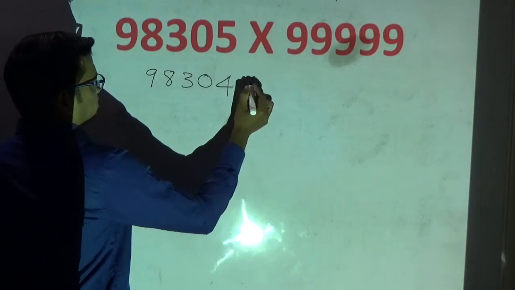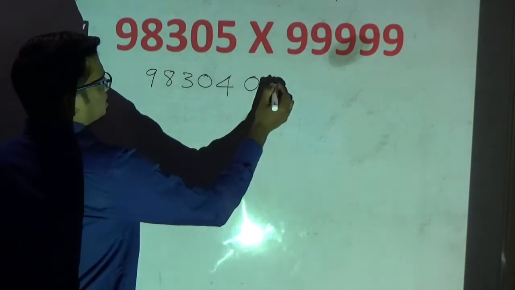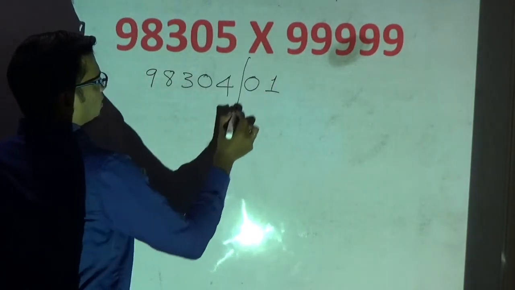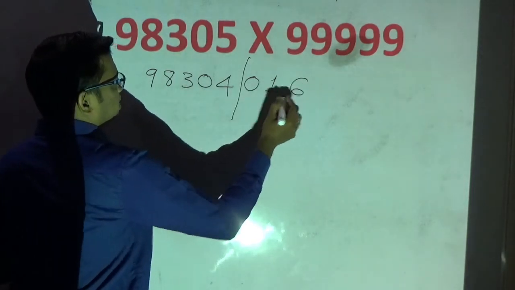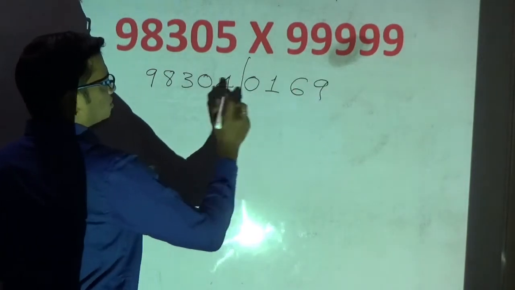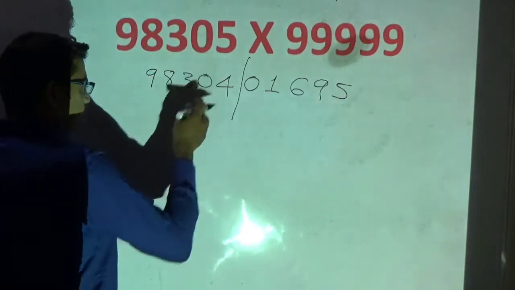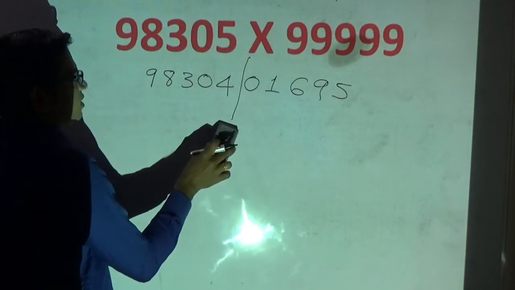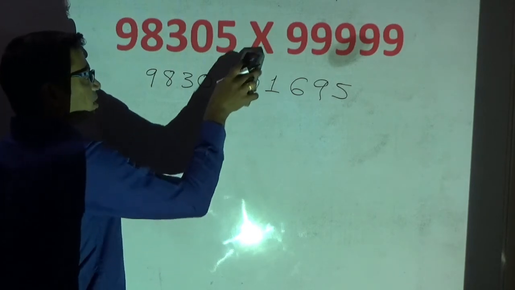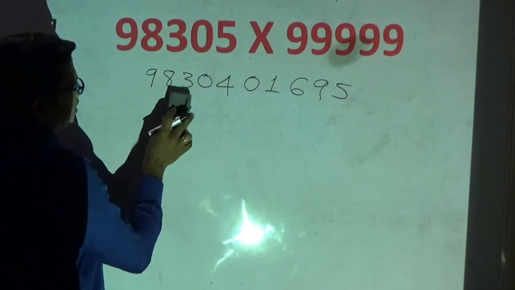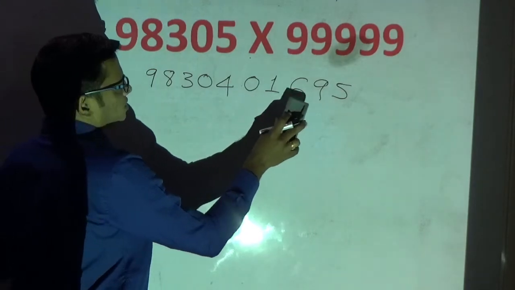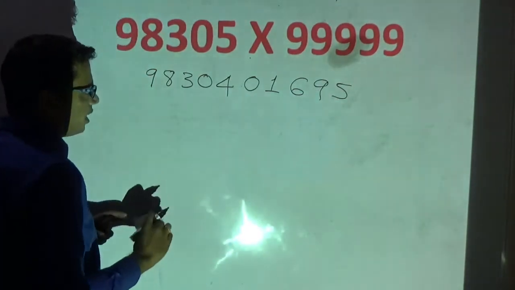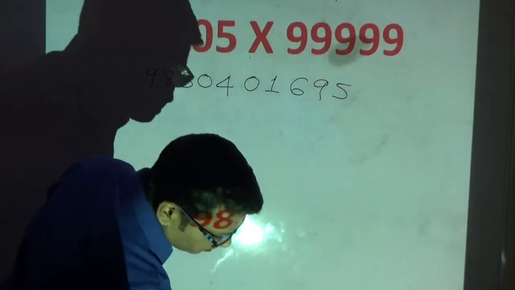9 minus 0 is 9, 9 minus 9 is 0, 9 minus 8 is 1, 9 minus 3 is 6, 9 minus 0 is 9, 9 minus 4 is 5. After getting the answer, to avoid confusion, just draw a line, otherwise you may go wrong. So my answer is 9830401695. See how quickly and accurately I am solving.